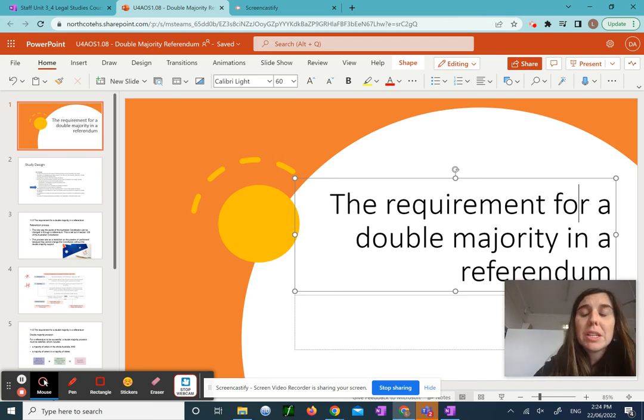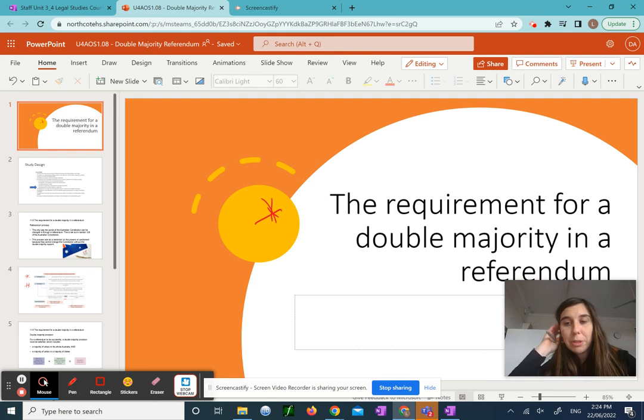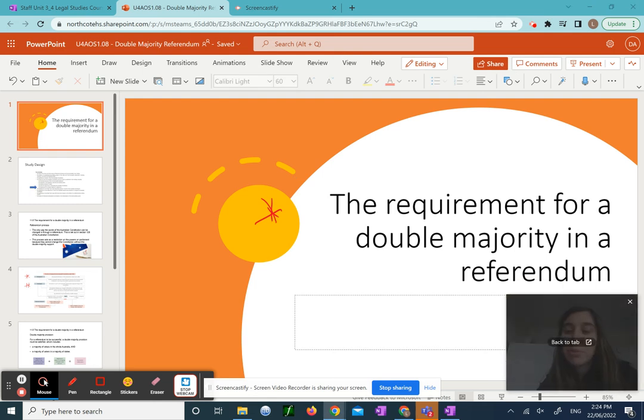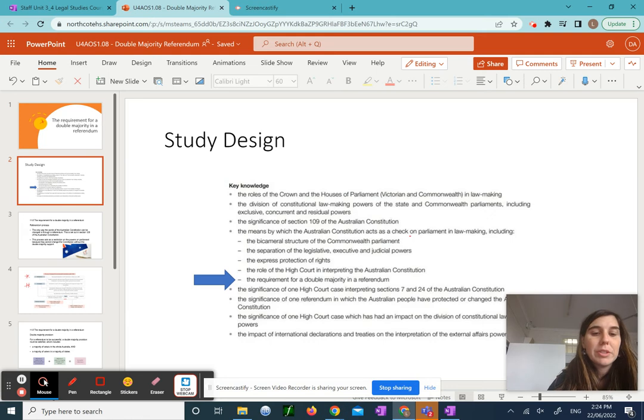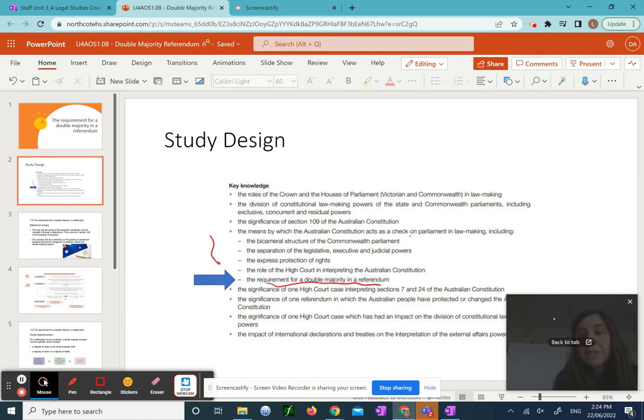Today we're talking about the last check on Parliament, or the last restriction on Parliament's ability to make laws. And this one is called the double majority referendum. So you can see in the study design, we've done the other 4 dot points, and now we need to know what the requirement for a double majority referendum is, and we need to know its strengths and weaknesses. Okay, so it's strengths and weaknesses today.